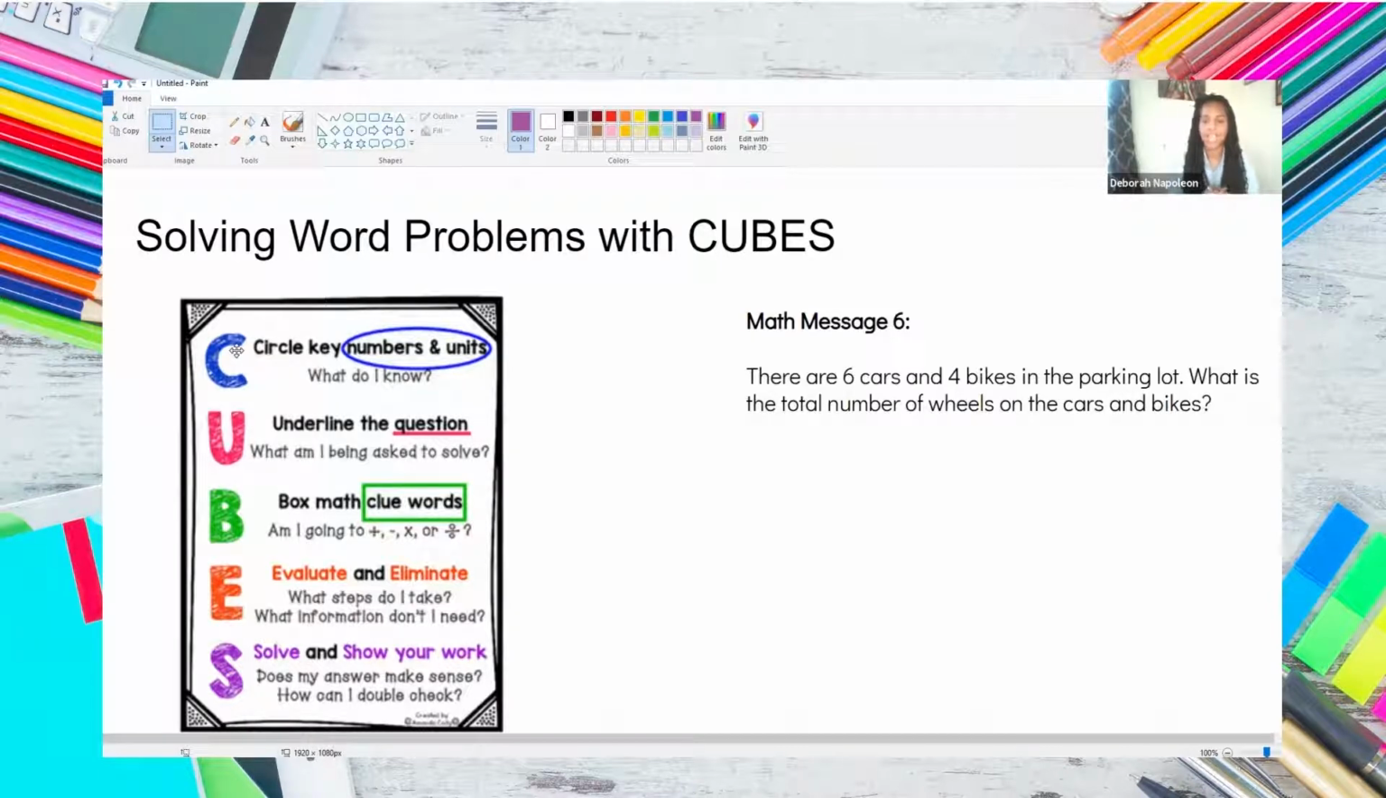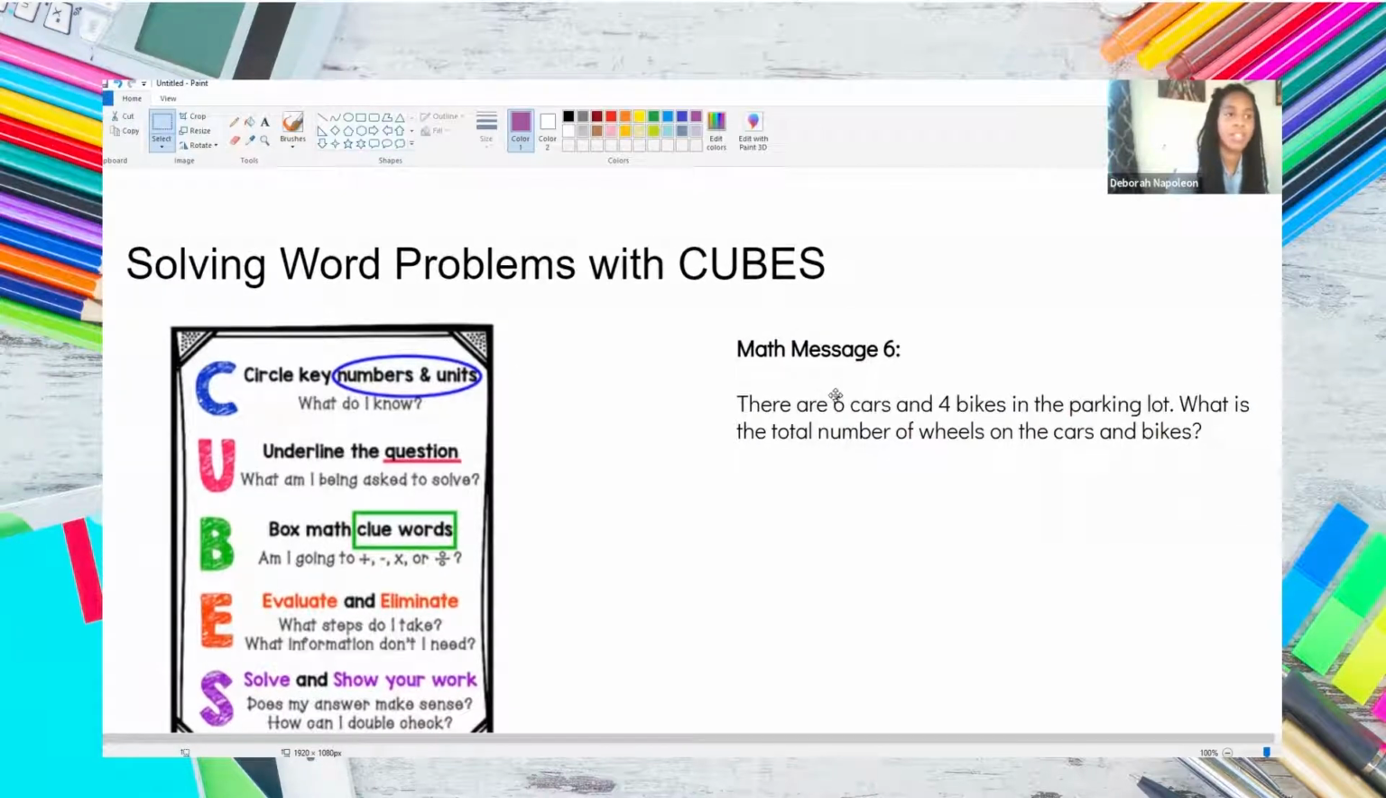So our math message is: there are 6 cars and 4 bikes in the parking lot. What is the total number of wheels on the cars and bikes? All right, so the first step is C. I need to circle my key numbers and units. Well, in the math message, there are 6 cars and there are 4 bikes that I'm circling.